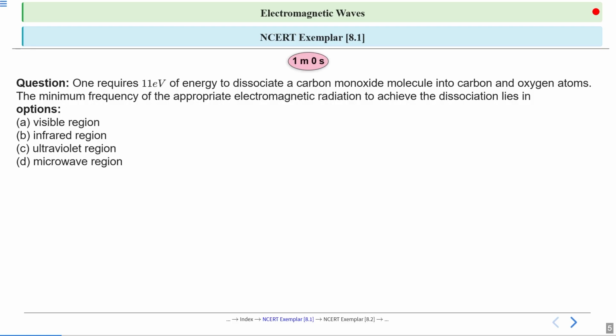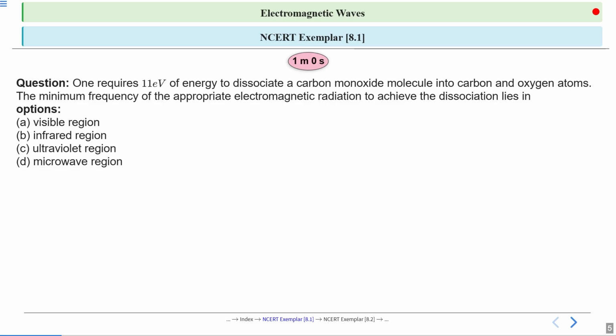NCERT example 8.1. One requires 11 electron volt of energy to dissociate a carbon monoxide molecule into carbon and oxygen atoms. The minimum frequency of the appropriate electromagnetic radiation to achieve the dissociation lies in. Okay, so we require 11 electron volt of energy. We will calculate the wavelength associated with that energy. We have to calculate the appropriate electromagnetic radiation.